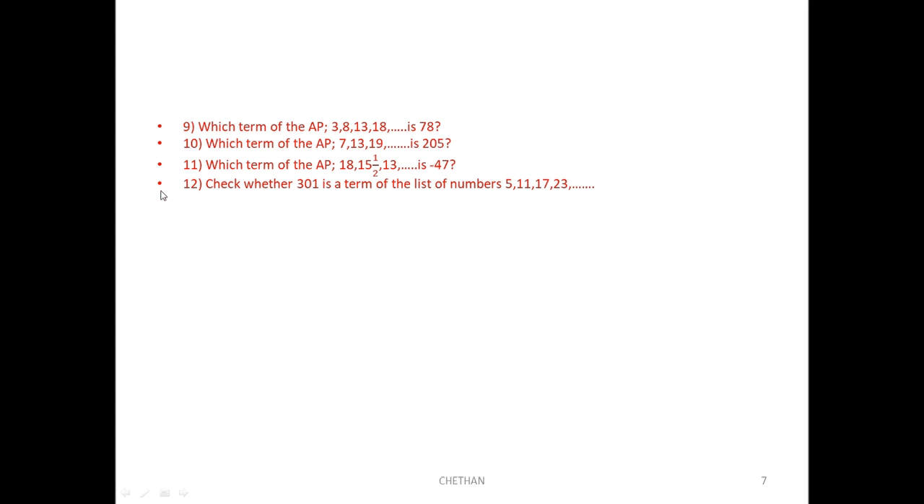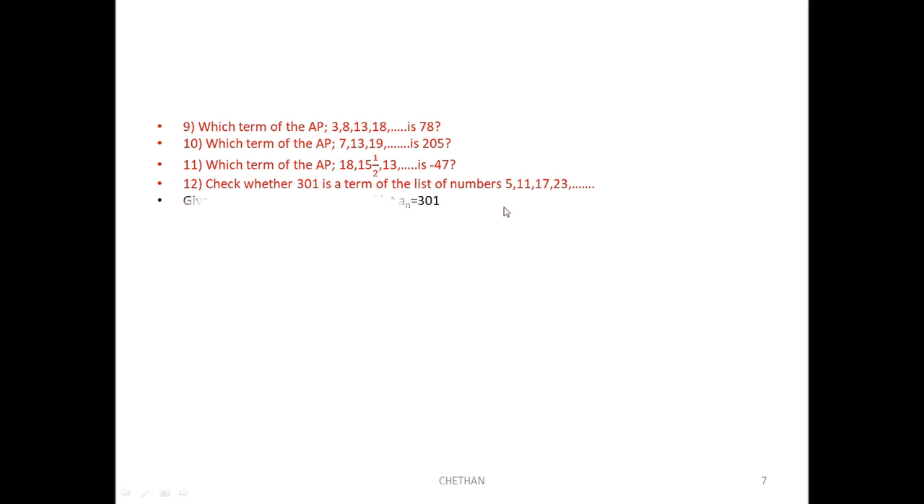But in this problem, check whether 301 means it may be a positive number, or a negative number, or a fraction. If we get a positive number, then it will be a term of this AP. If we get a fraction or decimal or minus value, then 301 is not a term of this AP.